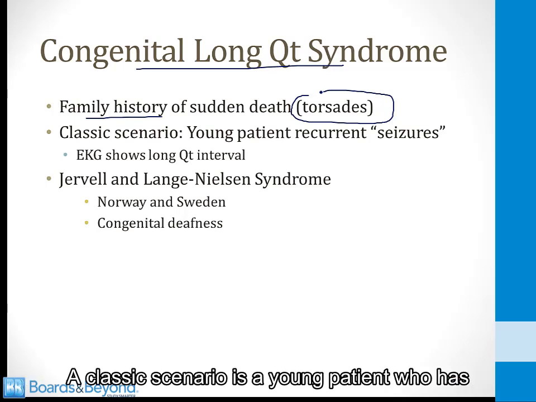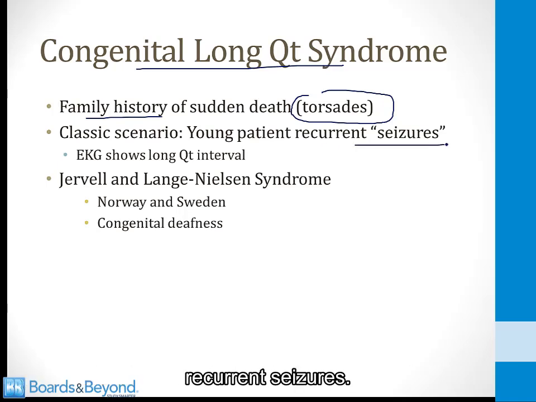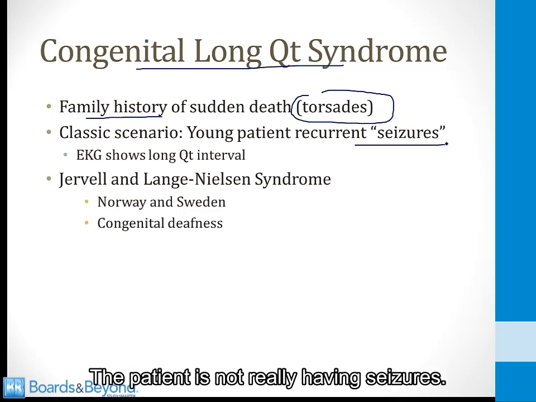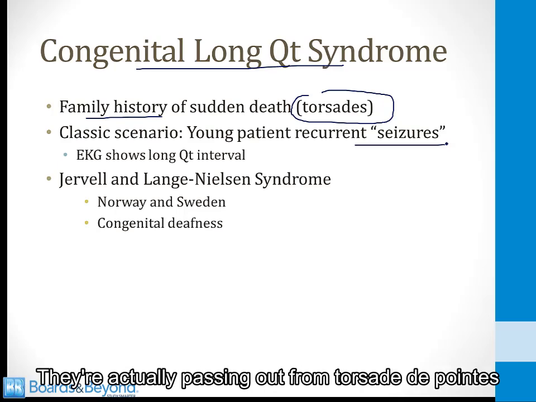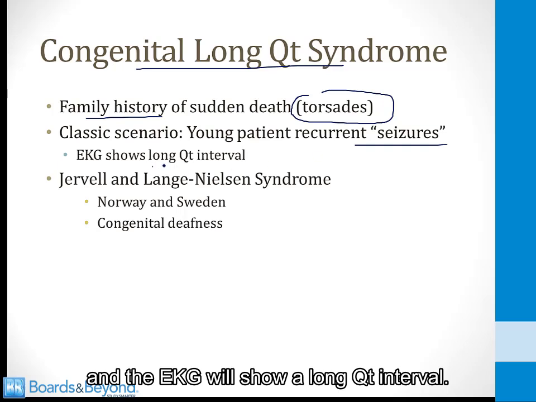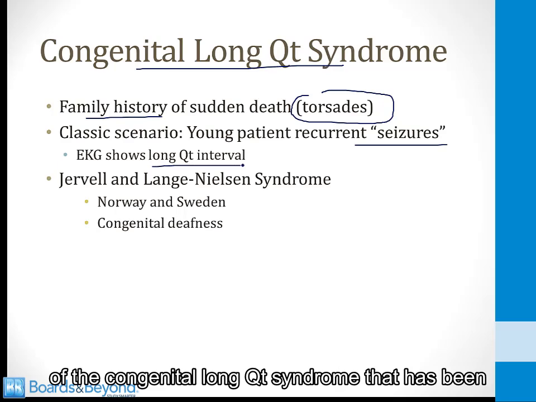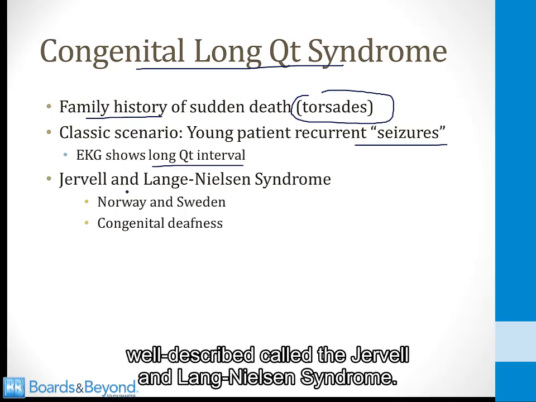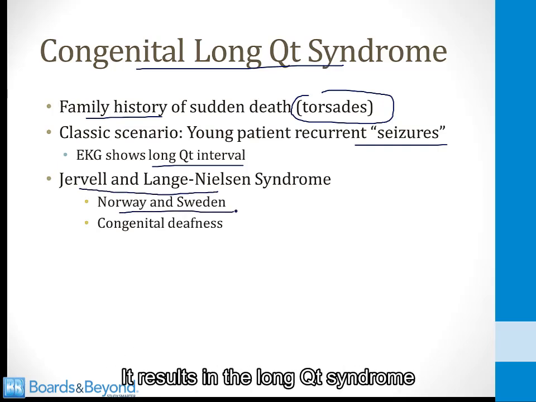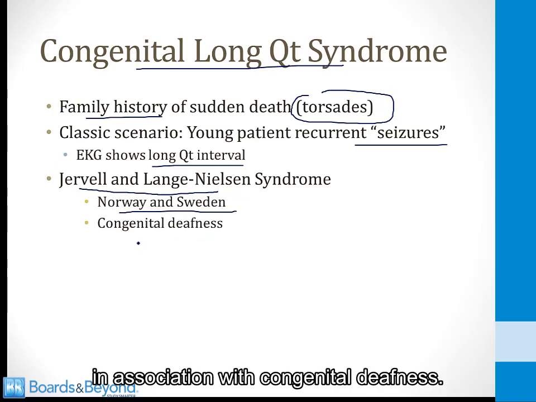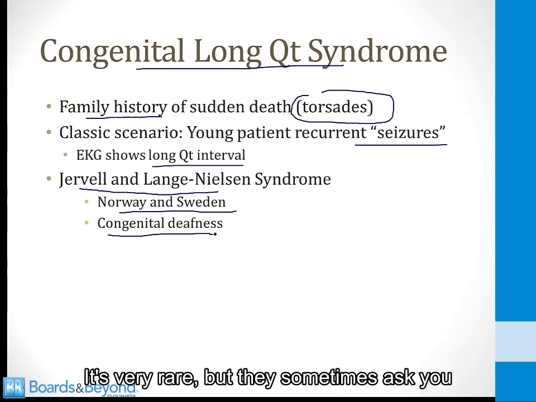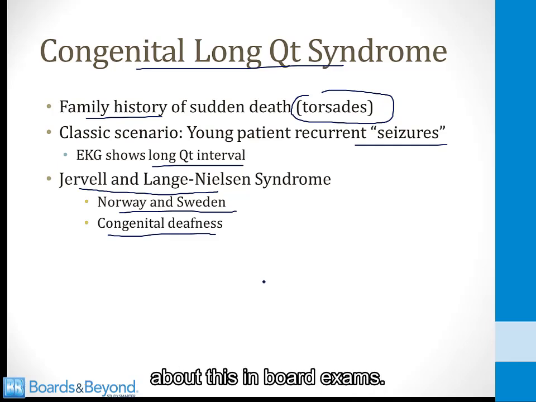A classic scenario is a young patient who has recurrent seizures. The patient is not really having seizures. They're actually passing out from torsades de pointes, and the EKG will show a long QT interval. There is also a variant of the congenital long QT syndrome that has been well described called the Jervell and Lang-Nielsen syndrome. This occurs in Norway and Sweden. It results in the long QT syndrome in association with congenital deafness. It's very rare, but they sometimes ask you about this on board exams.